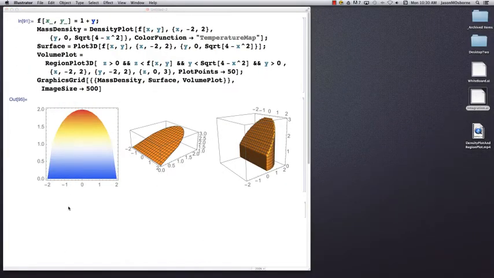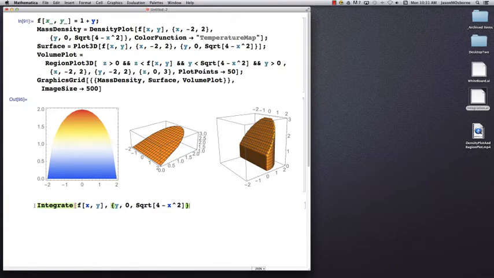I'll just show you two different ways. One is just to go straight at it and say integrate. The function we want to integrate is the function x and y that we defined above. There are two integrals, so we're going to first do the integral with respect to y. And then we want to integrate from 0 up to the square root of 4 minus x squared.